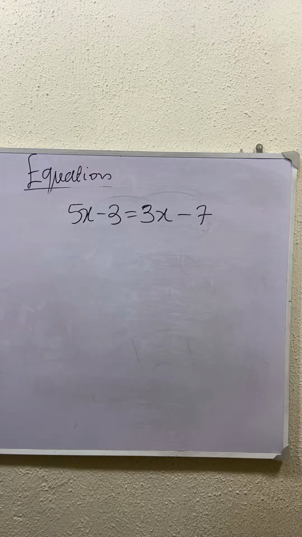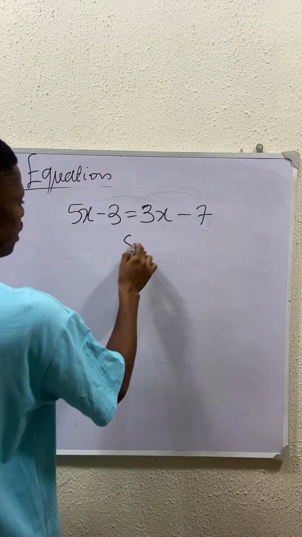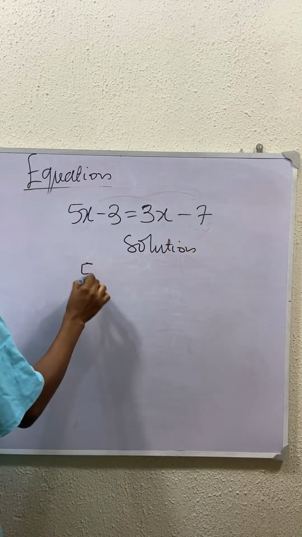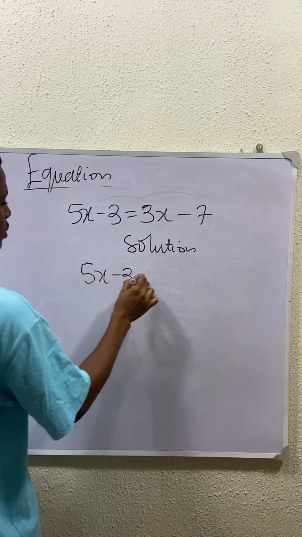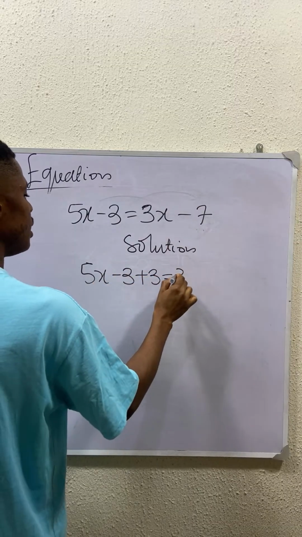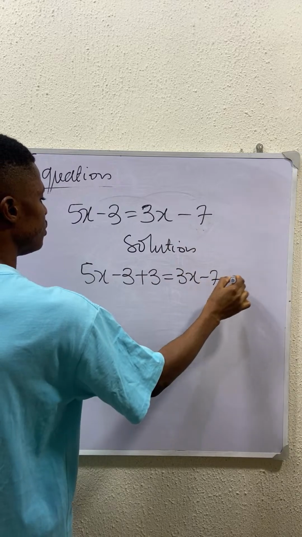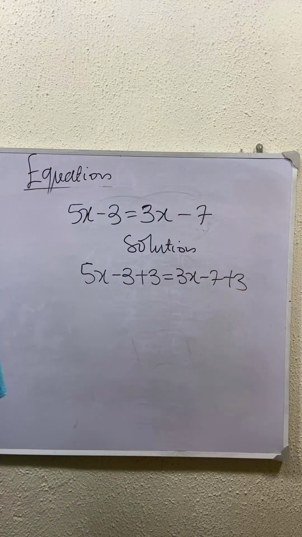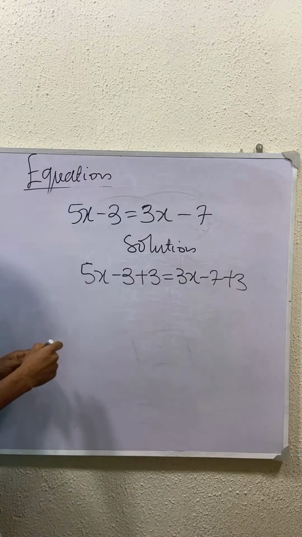Okay? So what do you do? You have the solution. You have it at 5x minus 3. You just have to add 3. And that's 3x minus 7. You add 3. Okay? So what do you understand? Minus 3 plus 3 is 0.